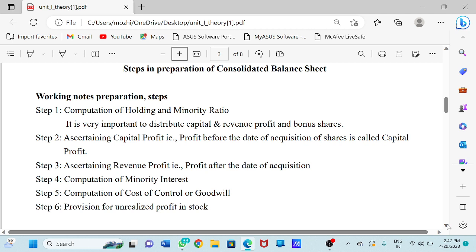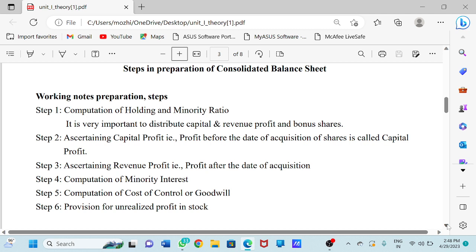After that, we need to ascertain the capital profit as well as the revenue profit. Capital profit is the profit which we earned before the acquisition. Revenue profit is the profit after the acquisition. We have formats for finding out the capital as well as the revenue profit. After finding out the capital profit, we need to allocate it on the holding and minority ratio. The same thing will be applicable for the revenue profit also.